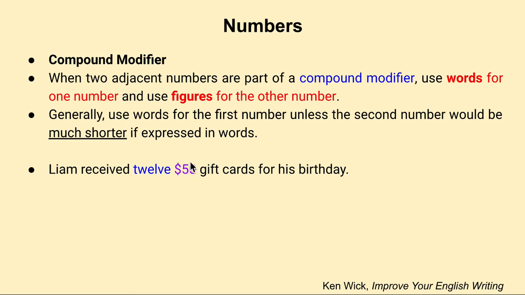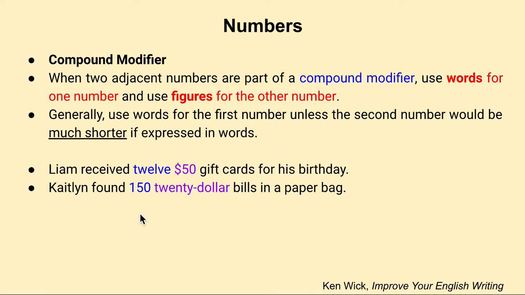So here we have two adjacent numbers forming a compound modifier. Use words for one, figures for the other. Because remember, if one's expressed in words and one's expressed in numbers, you don't need a comma. And generally use words for the first and numbers for the second, unless the second one would be much shorter expressed in words.